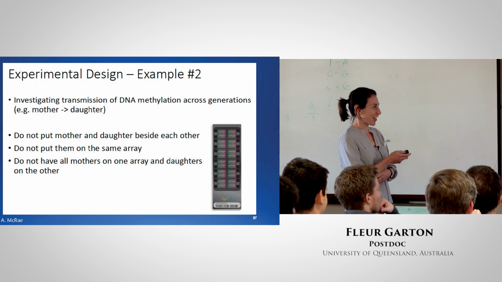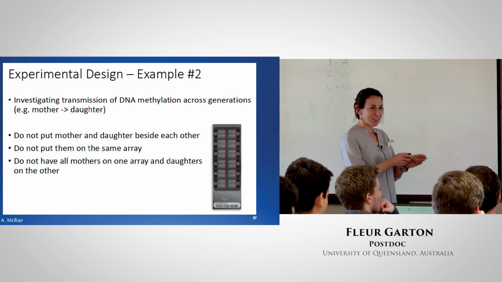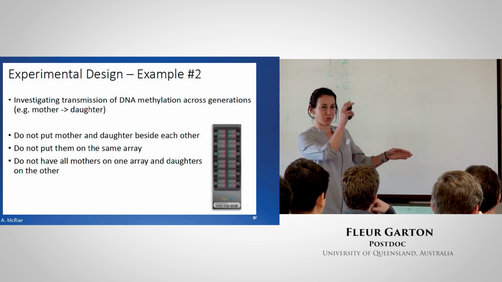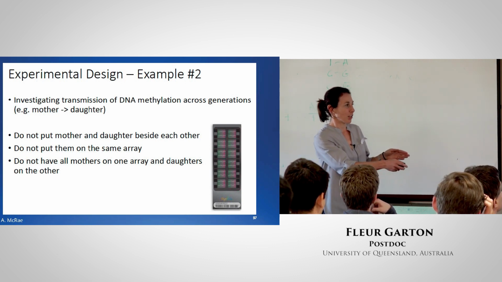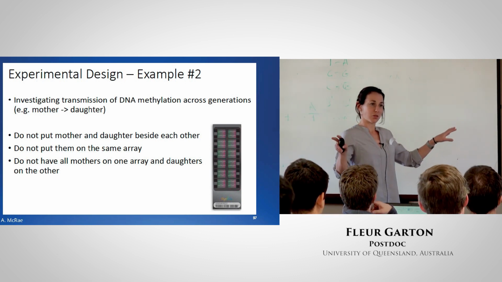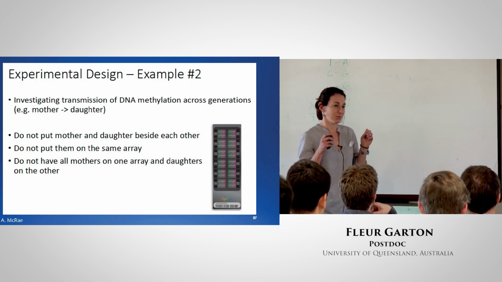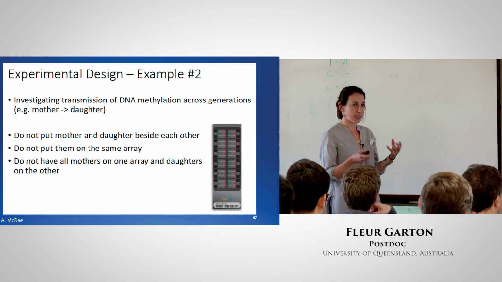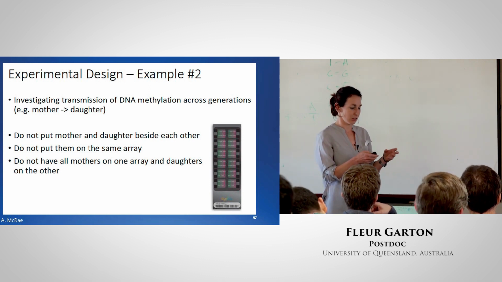Well, you wouldn't put the mothers next to the daughters. You wouldn't put all the mothers on one side and all the daughters on the other side. You wouldn't put mothers on one chip and daughters on the other chip. So you should randomly place your cases and controls of interest.